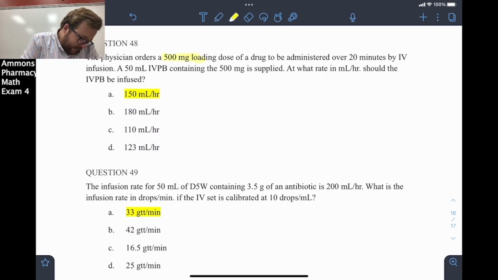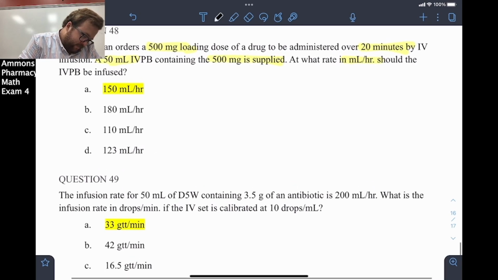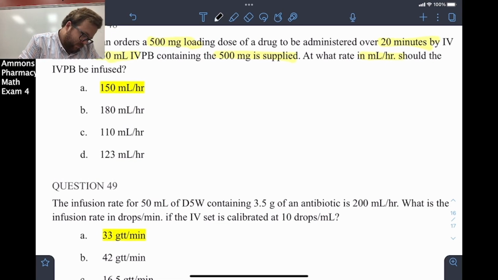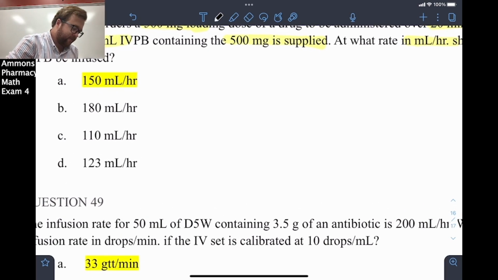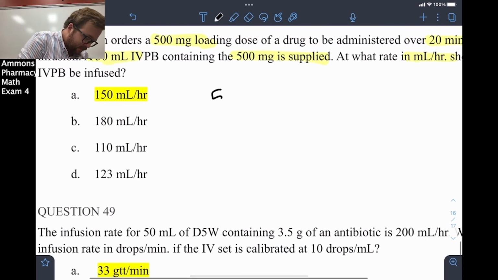500 milligrams in 20 minutes, 50 mils containing 500 milligrams. What rate in mils per hour should it be infused? So there's 500 milligrams of the dose administered in 20 minutes, and it has 50 mils. So there are 500 milligrams in our 50 mil bag.